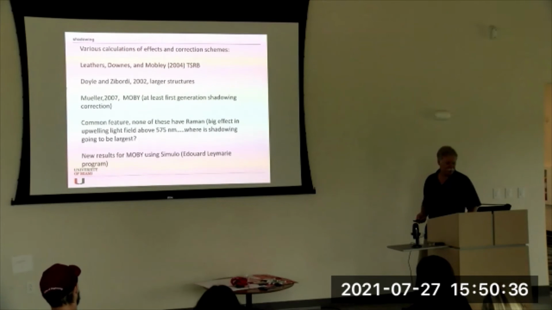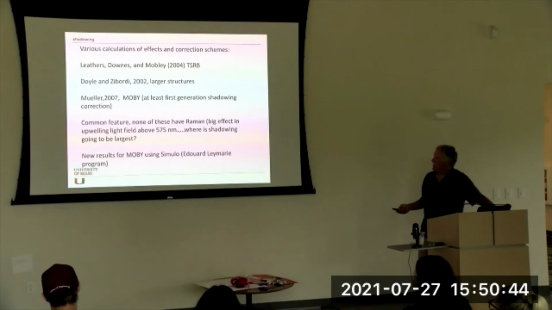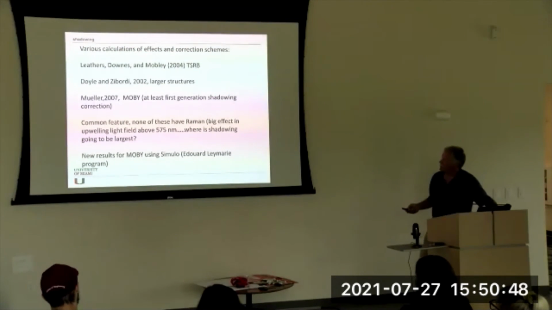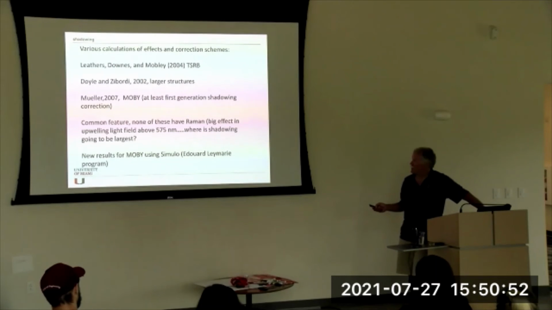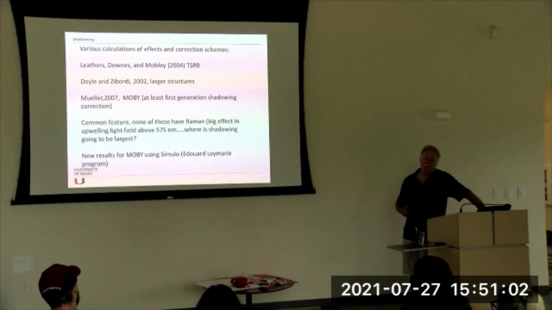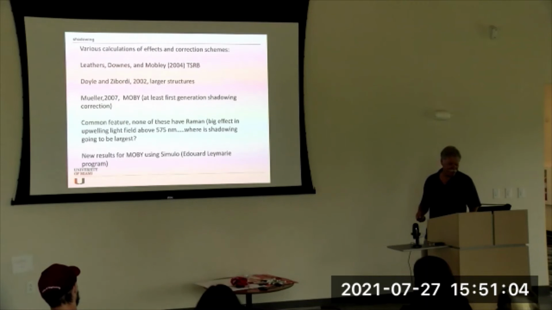Think about it. There's various papers that have done calculations of trying to estimate shadowing. Most of them don't take into account Raman scattering. Got to make the pronunciation right. Raman scattering, and so they're not as good above 575 nanometers, but that's also where the shadowing is going to be the largest. So they're all sort of failing there.